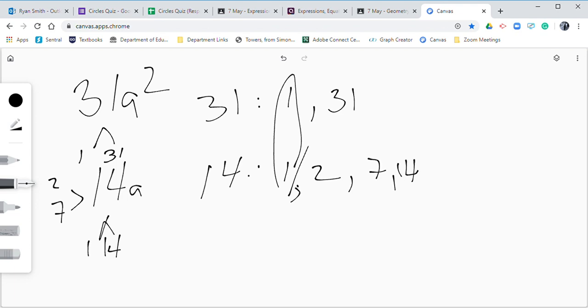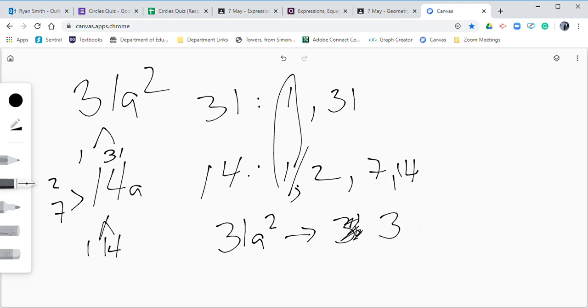Or can we? Don't forget that I said this is not just 31, but 31a squared, which also means it's 31 times a times a. Sorry if that's really messy and they look like 9s. Let me just clean that up. It's a little bit hard to write everything neatly on this.